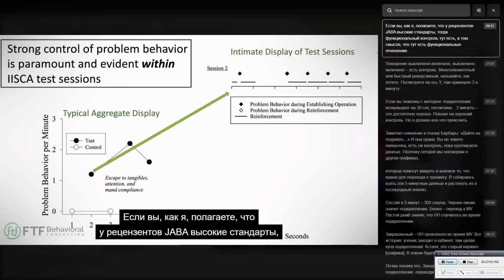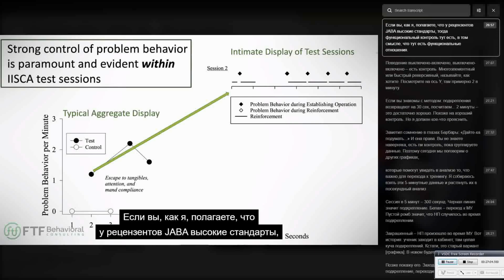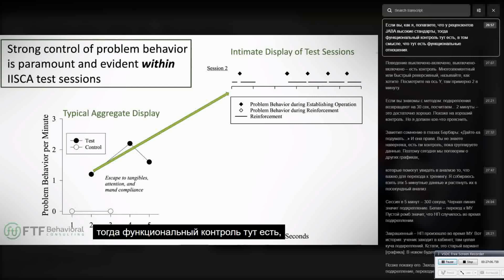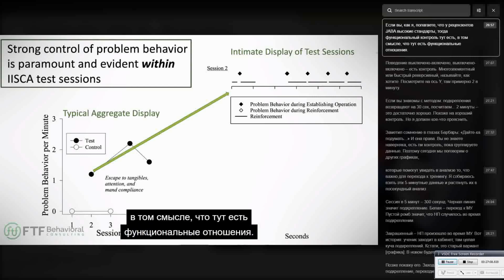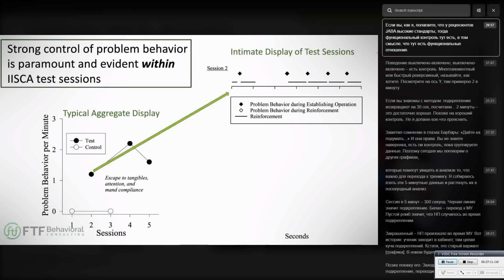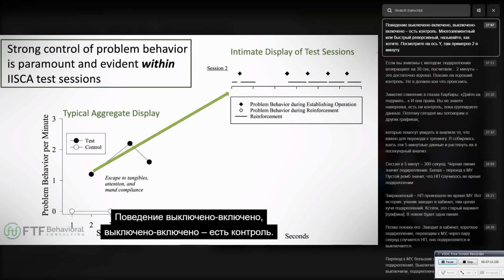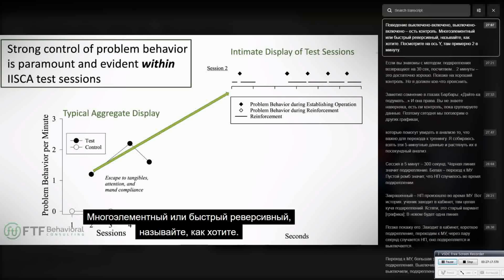Now, if you think Java reviewers have good standards, and I do, then this has functional control in the sense that we have a functional relation. Behavior is off, behavior is on, behavior is off, behavior is on. You have control within a multi-element or a fast-acting reversal, whatever name you prefer.